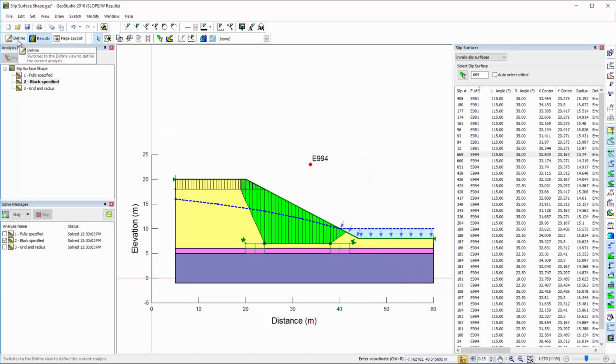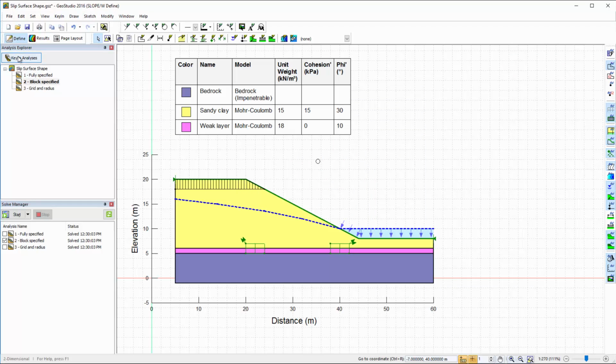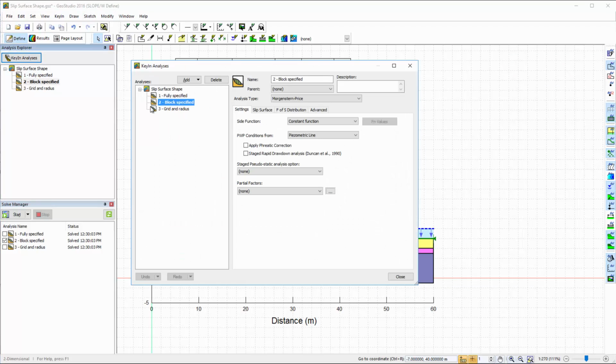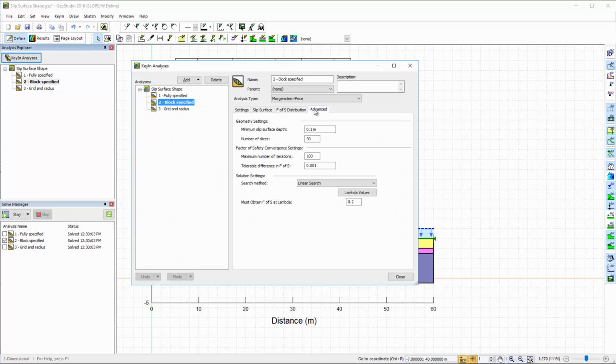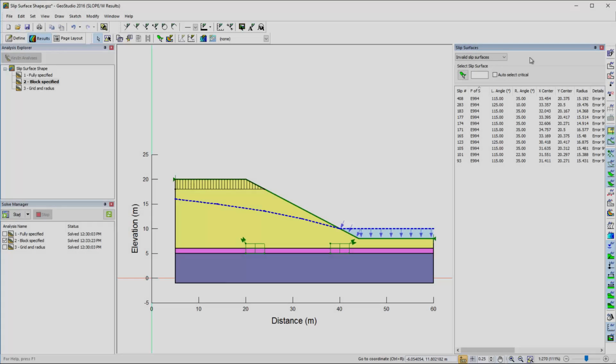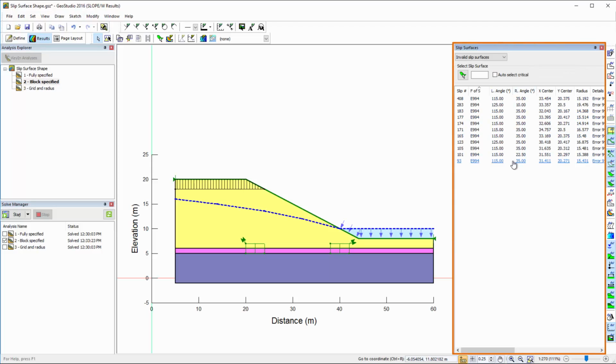I will go back to the Define view, open Key in Analyses, and select the Advanced tab. Here I can change the lambda search method to route finder. After resolving the analysis, I see that the list of invalid slip surfaces has decreased. Thus, the lambda route finder method improved convergence.